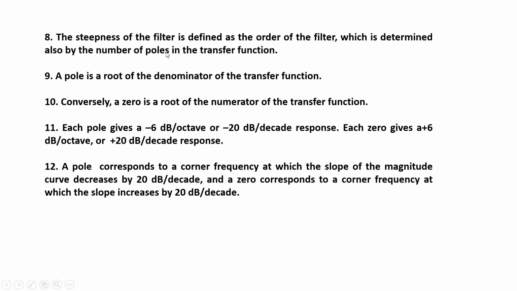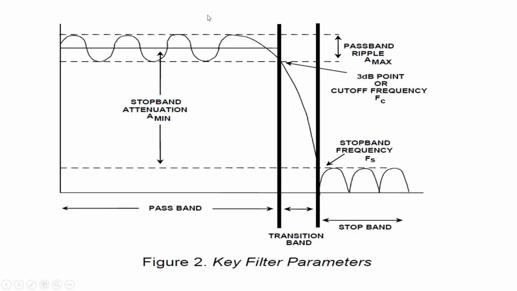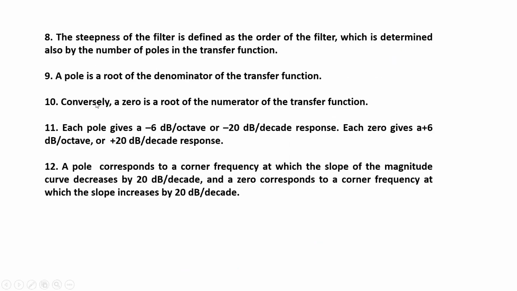The steepness of the filter means how sharply it falls from the passband to the stopband, meaning the width of the transition band. The steepness of the filter is defined by the order of the filter, because if you want to reduce the width of the transition band, you will have to have a higher order filter, which is also determined by the number of poles in the transfer function.